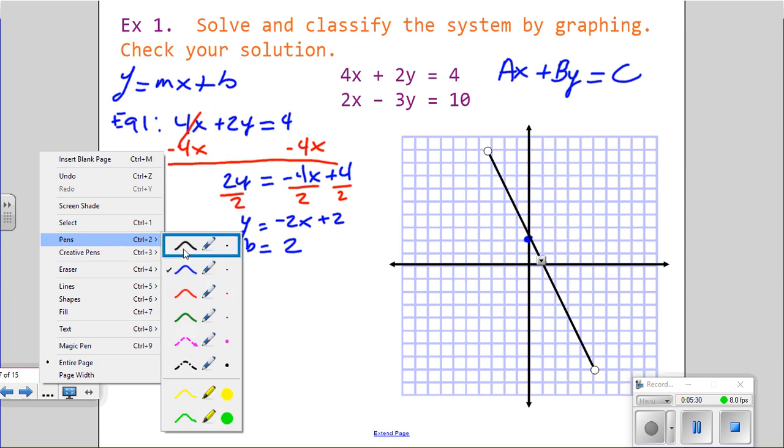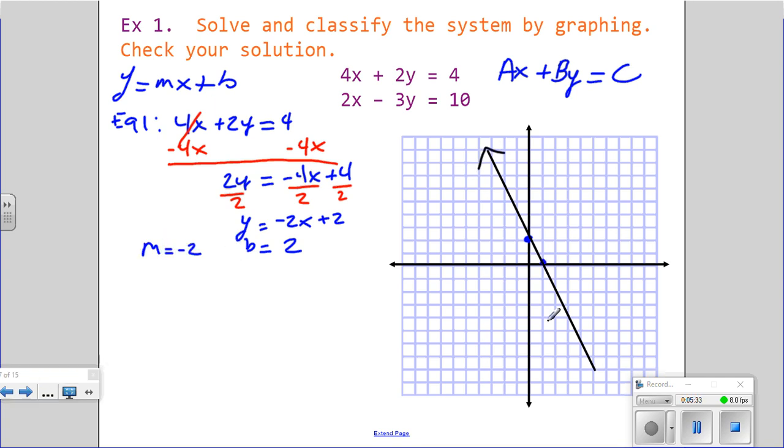Make sure you put arrows at the end of your line to indicate it goes on forever. And a good idea would be to label the 2 points on the graph. So this is (0, 2), and this is (1, 0). So that's putting it in slope-intercept form.